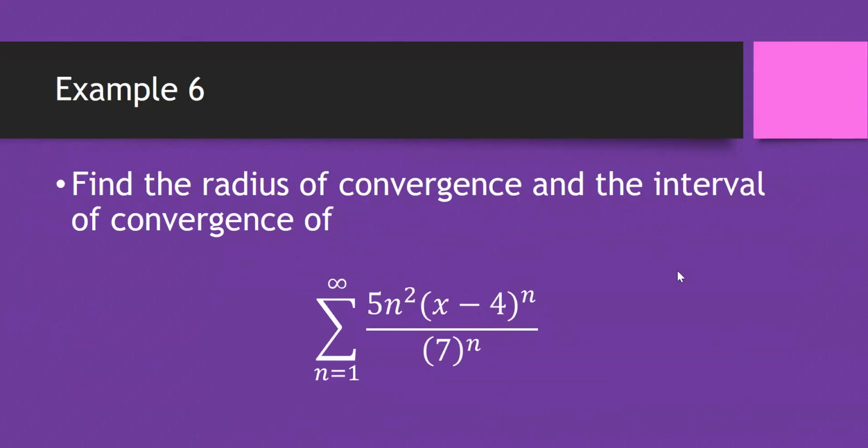Now, I want you to try one more of these on your own. Find the radius of convergence and interval of convergence for the following power series. Infinite sum of 5n squared times (x minus 4) to the nth power over 7 to the nth power.